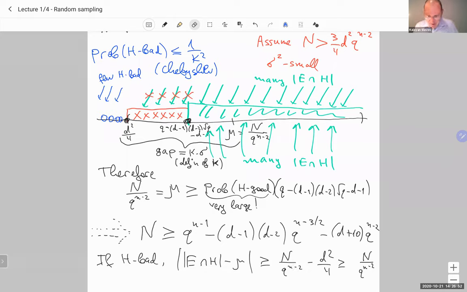I am assuming that n is greater than 3/4 d squared q to the n minus 2. And now I want n over q to the n minus 2 minus d squared over 4 to be bigger than 3/4. So I put here 3/4, or 2/3 or something. Why don't I put 2/3? So I get 1/3 of this greater than this. The 3 goes upstairs. Yes, this is exactly equivalent to the assumption that we make.